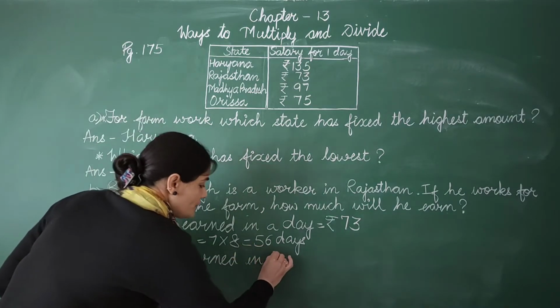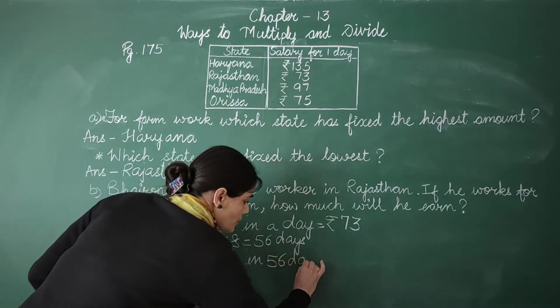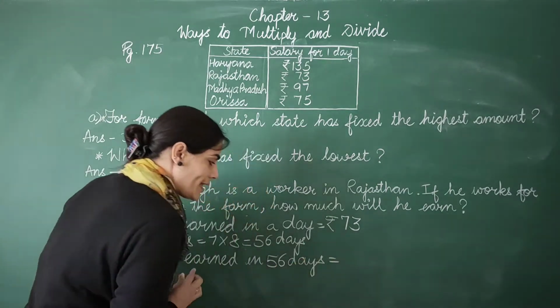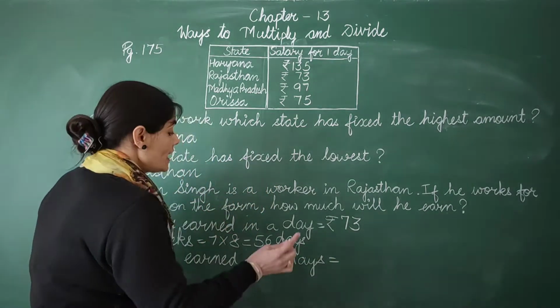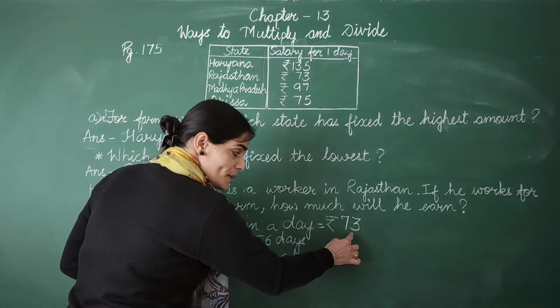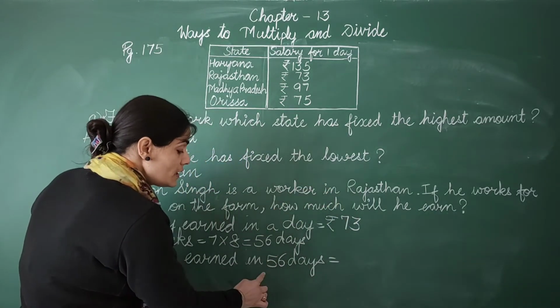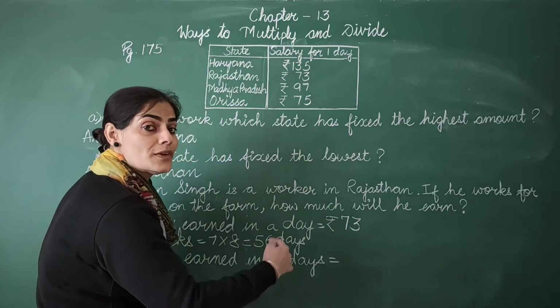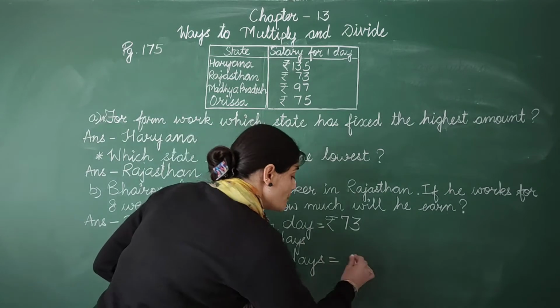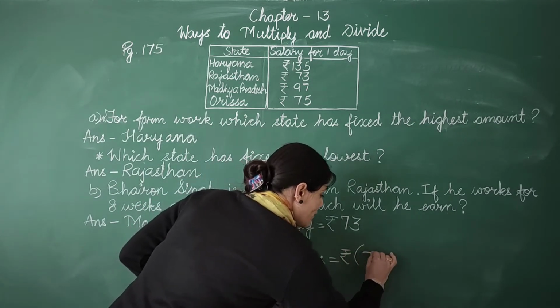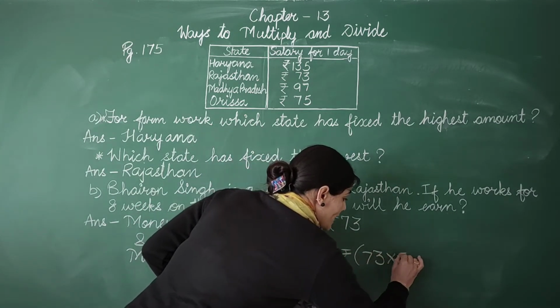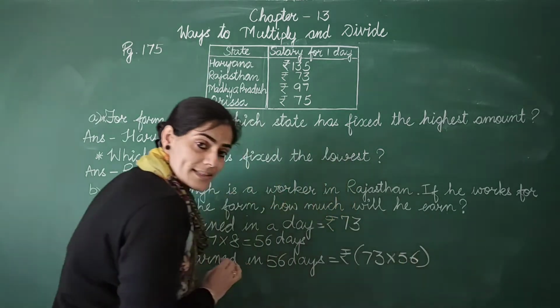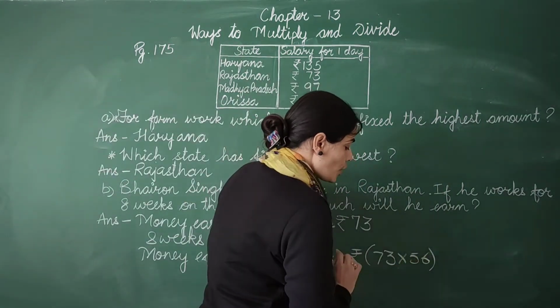Now we can find money earned in 56 days, or you write 8 weeks. It is one and the same thing. If money earned in a day is rupees 73, so money earned in 56 days will be more. That's why we multiply 73 by 56. Let's show the working on this side.